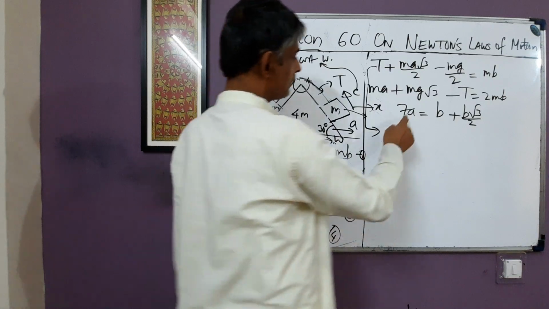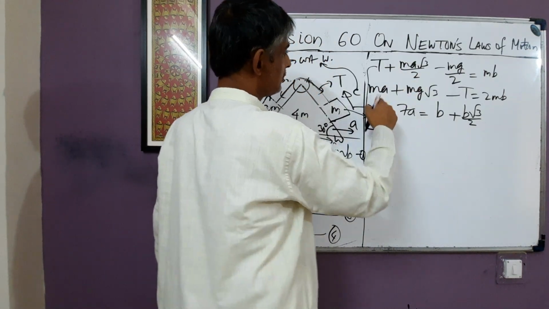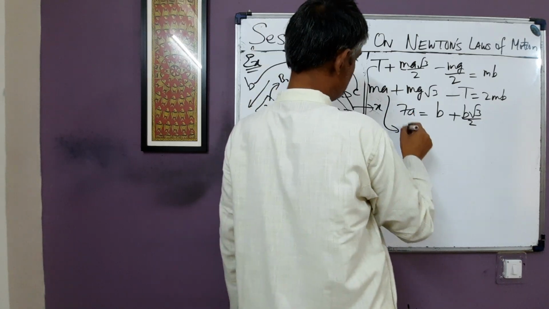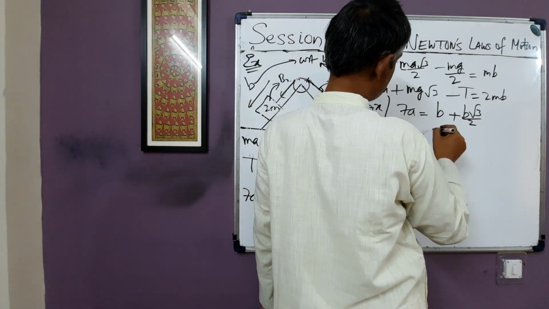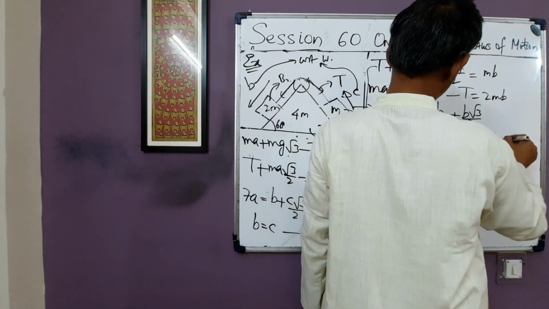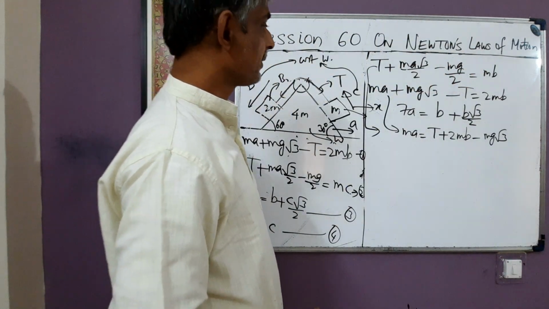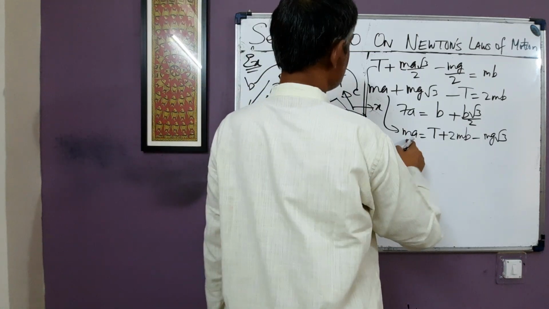So let us remove this a from both these equations. This ma I substitute here. See, ma becomes T plus 2mB minus mg root 3. This is ma. T plus 2mB minus mg root 3 is ma. This ma I substitute here.